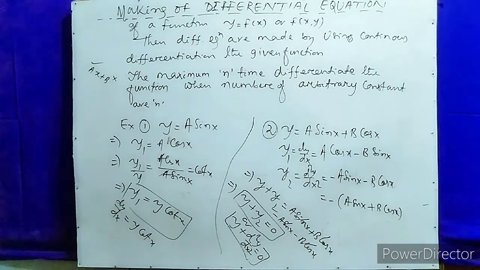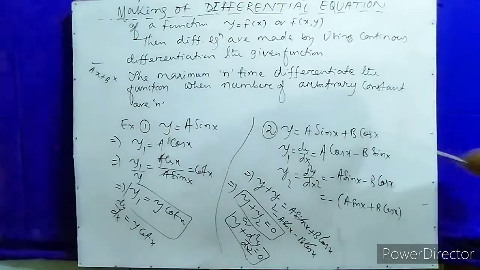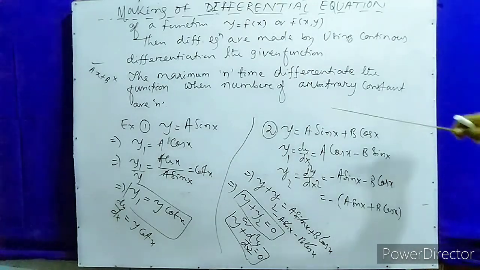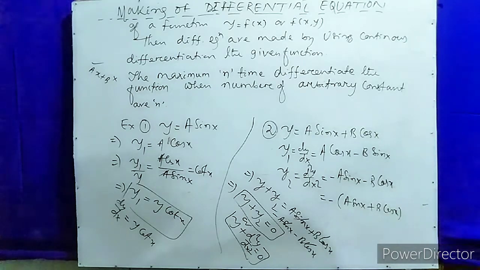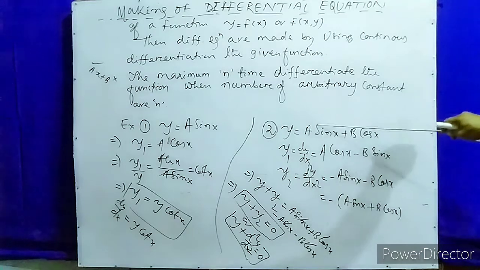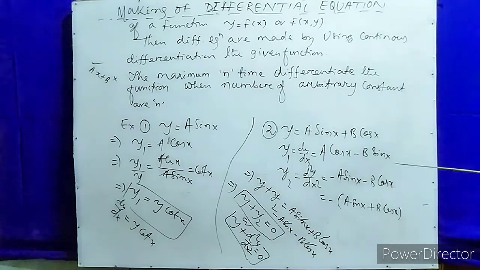And in the second problem, how many arbitrary constants are there? There are 2 arbitrary constants. Here a and b are the 2 arbitrary constants. In this case you take the derivative 2 times, not more than 2 times. Sometimes, if there is only one arbitrary constant, you need to differentiate only one time. But if there are two arbitrary constants, you should not differentiate more than two times.